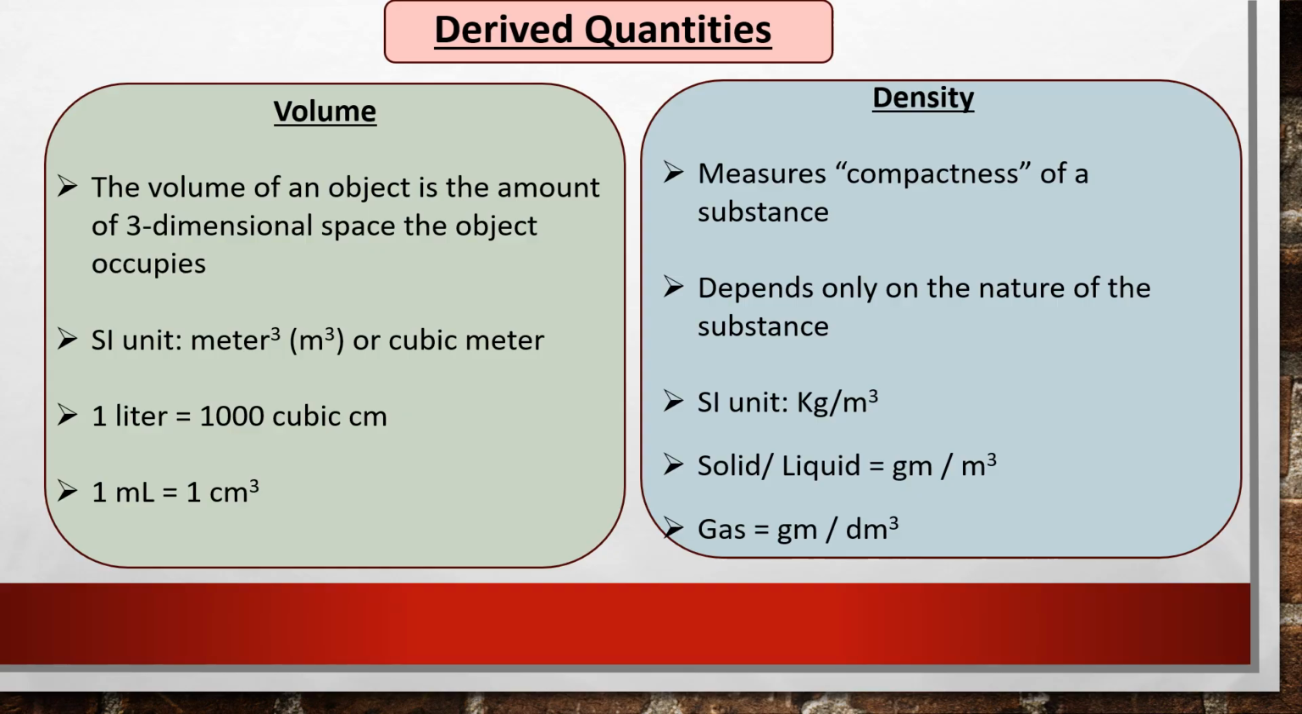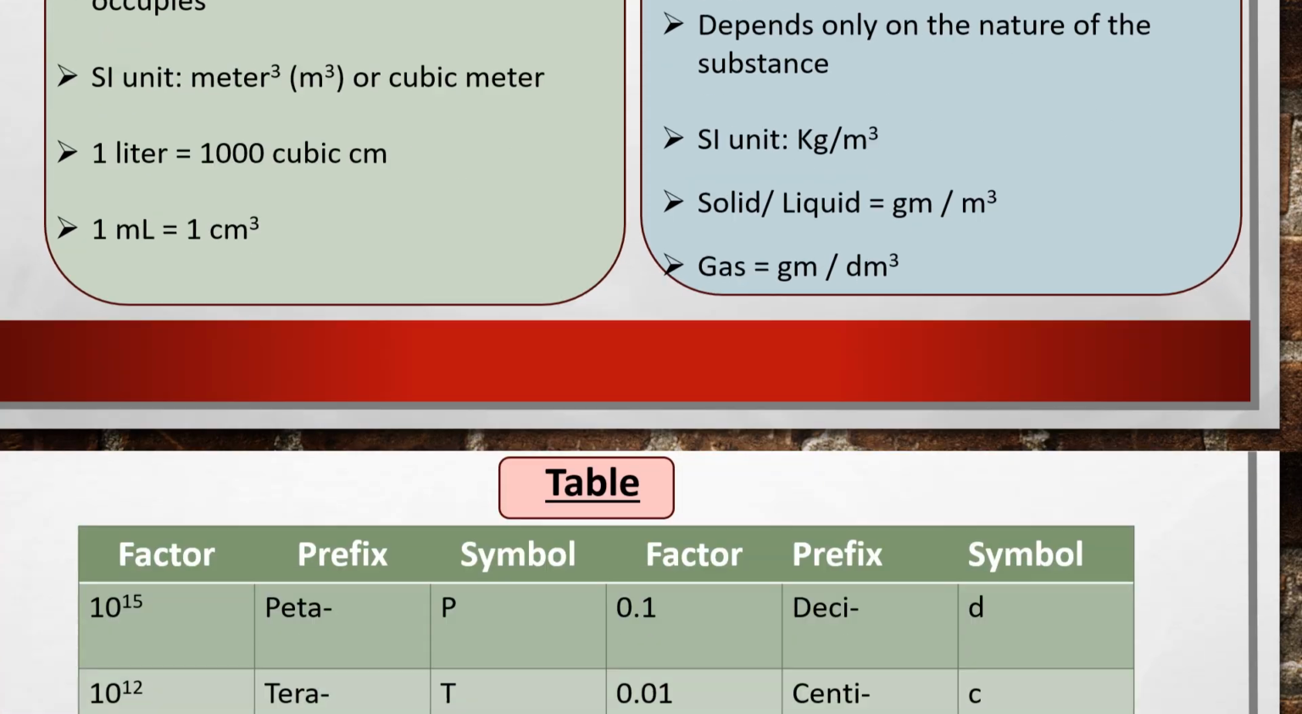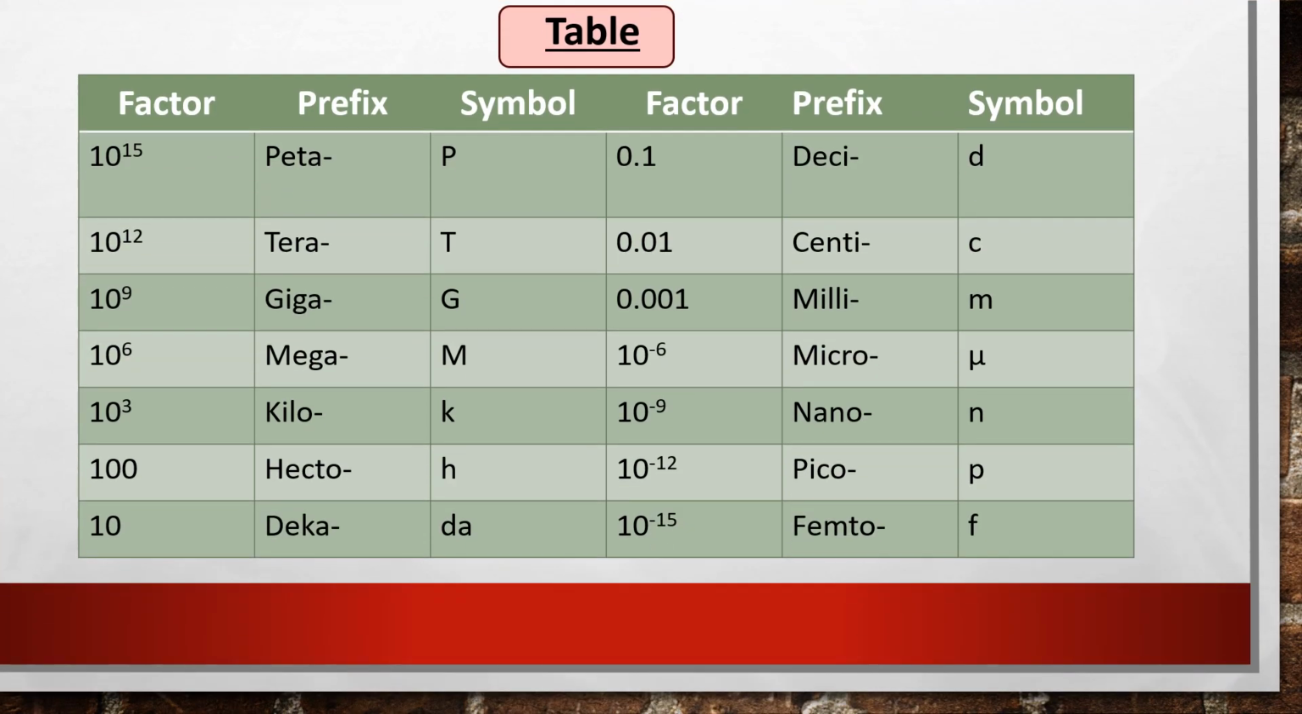Density. Density measures compactness of a substance and it depends only on the nature of a substance. SI unit kilogram per meter cube. For solid and liquid, gram per meter cube, or for gas, gram per decimeter cube or cubic decimeter. On this slide, there is a table which helps in measurements which are very large or very small.